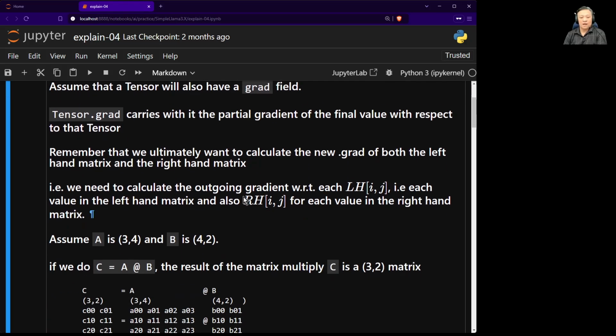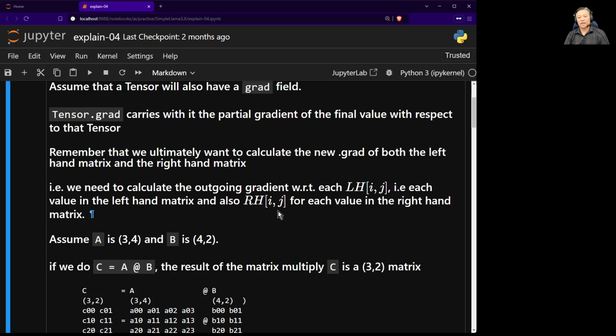Okay. So, what are we doing? We need to calculate the gradient, and that means for each of the left hand sub i sub j, and for the right hand as well, sub i sub j, we need to calculate the gradient for each of these values. Now, thankfully, each of these values are composed by just simple multiply and add. So I think there's going to be a good intuition here as to how this is actually going to work.